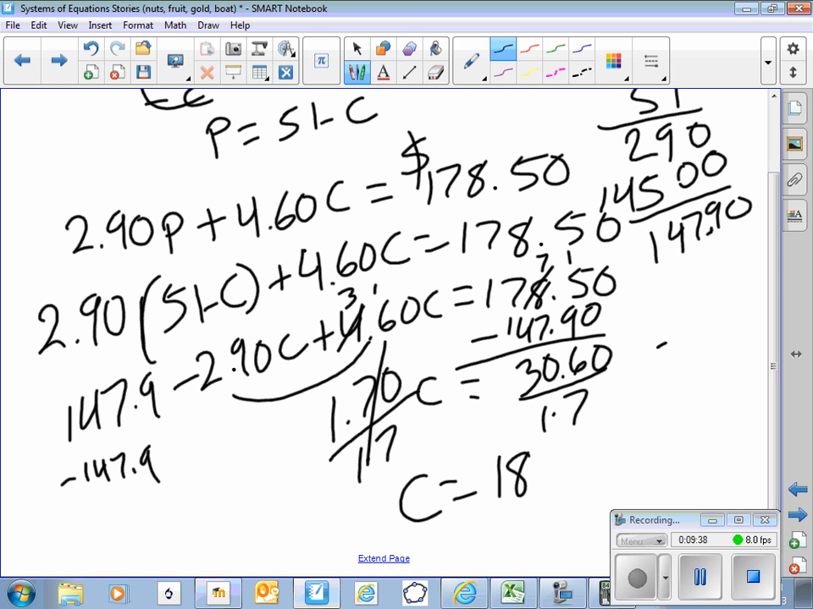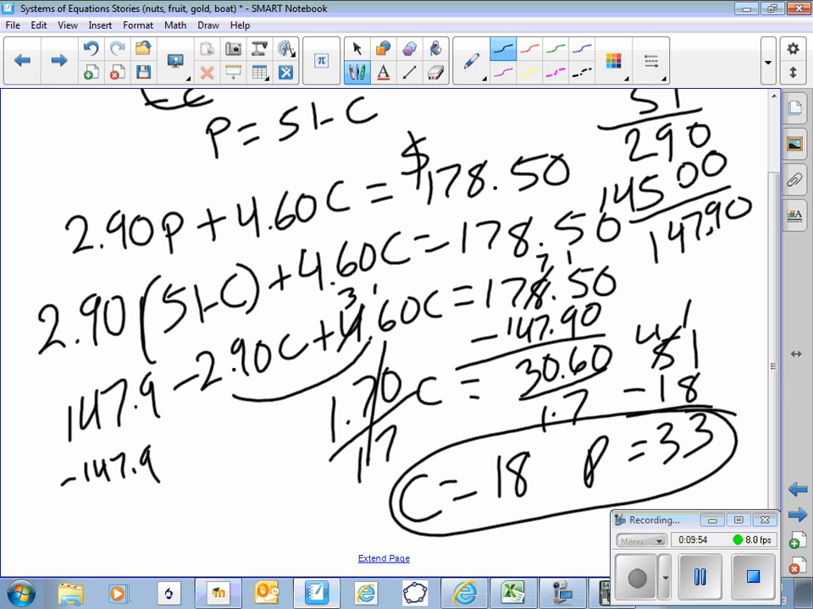Well, for the peanuts it was 51 minus the 18. 11 minus 8 is 3. 4 minus 1 is 3. 33 pounds of peanuts. 18 pounds of cashews.